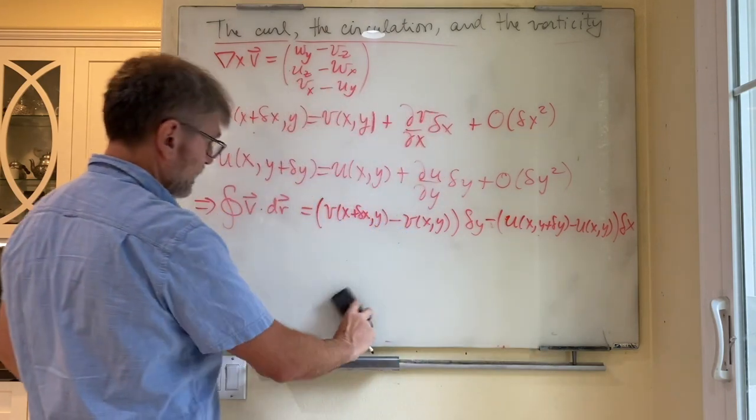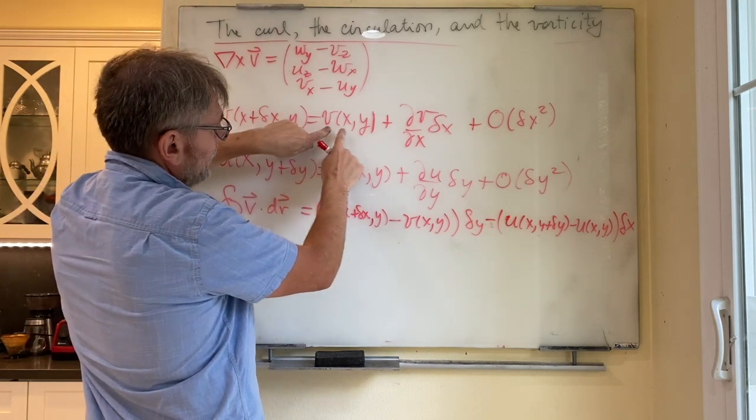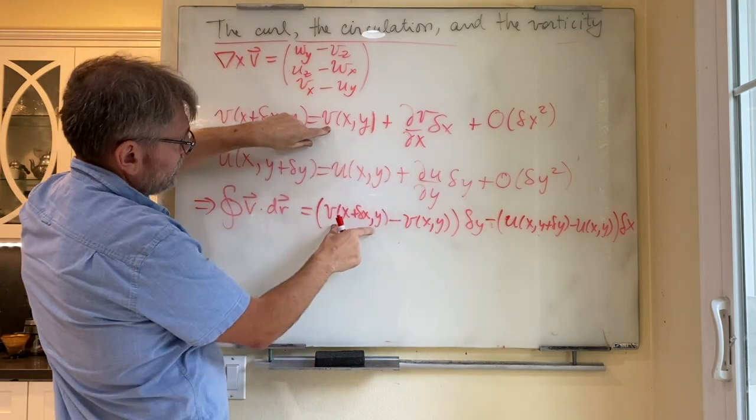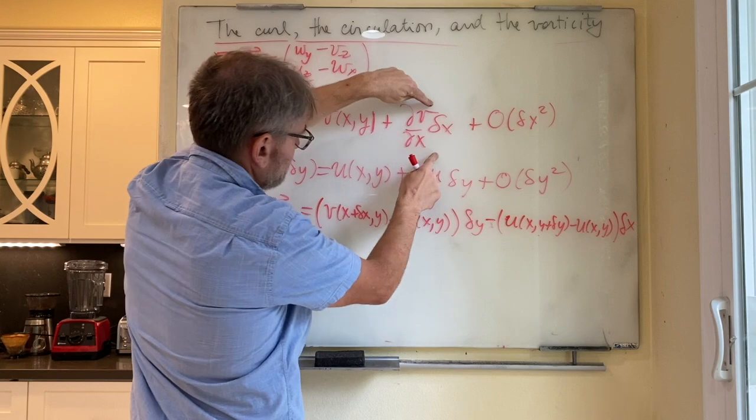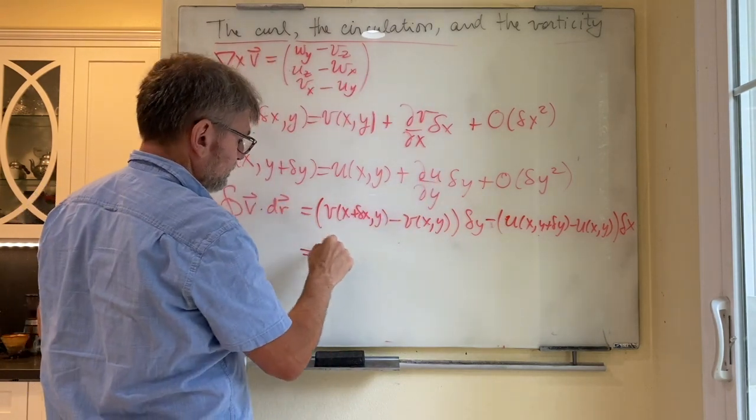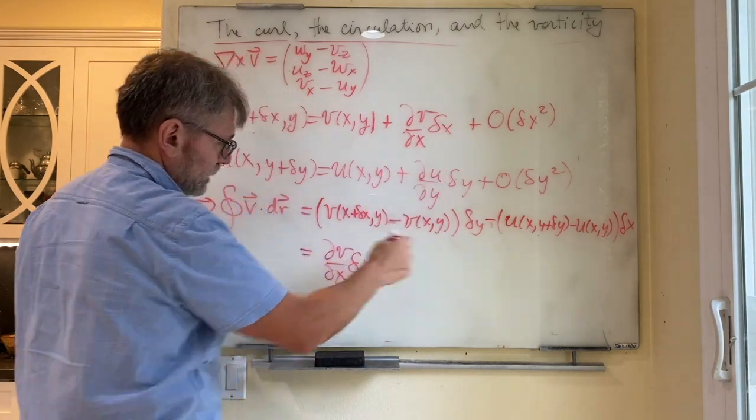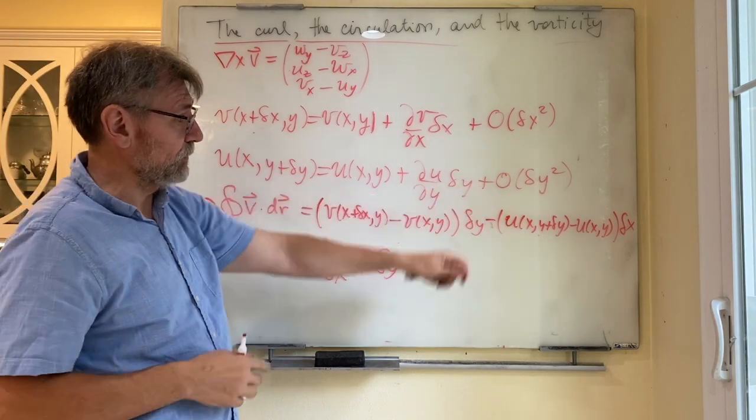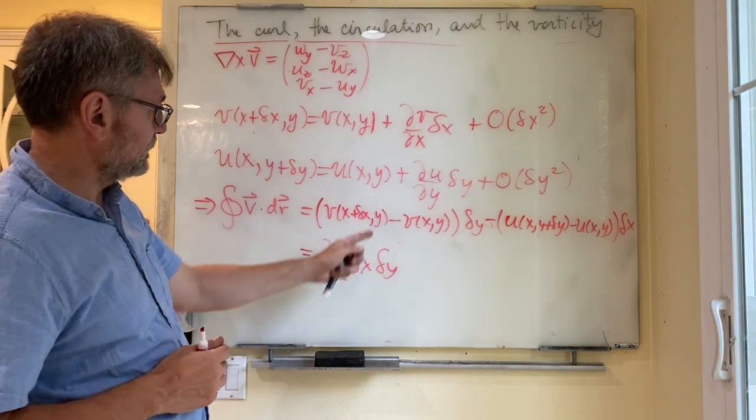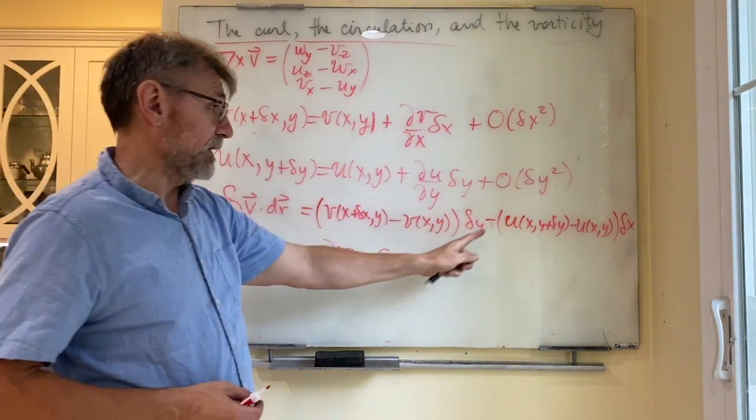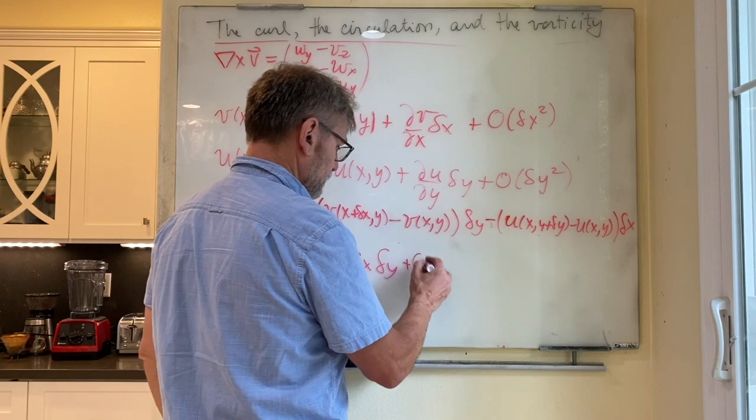Now I can substitute in more easily these expressions. So v at x plus delta x is v at xy plus dv dx. So when I substitute that in here, the v of xy terms will cancel. I'll have this minus that, and I'll be left with this expression. So what I have is dv dx times delta x times delta y. This, of course, is going to involve some terms of order delta y squared times delta y, so terms of delta y cubed, which are even smaller. Maybe I can write it down, plus terms of order delta y cubed.